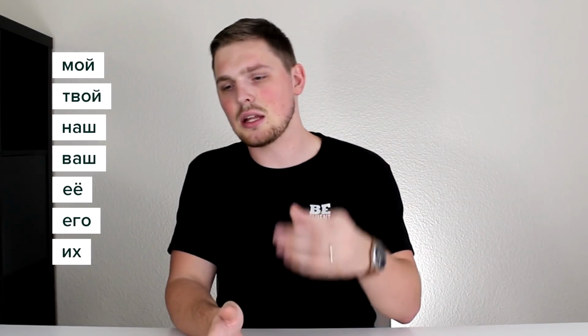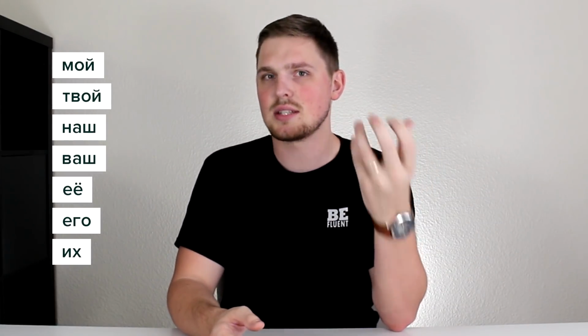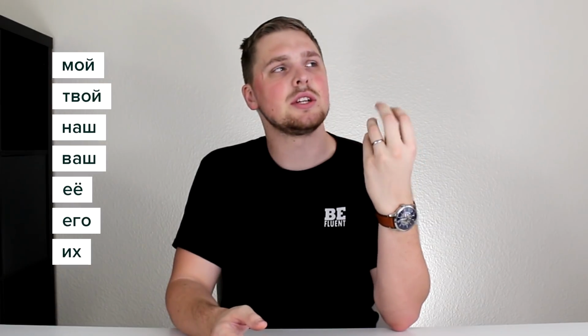СВОЙ is used when the subject is the same as the person whose possession it is. So it's kind of like pointing back at a subject. I think the reason why we use it is because it's simply more concise. It's much easier to understand the sentence, right? I think it brings more clarity to the sentence.